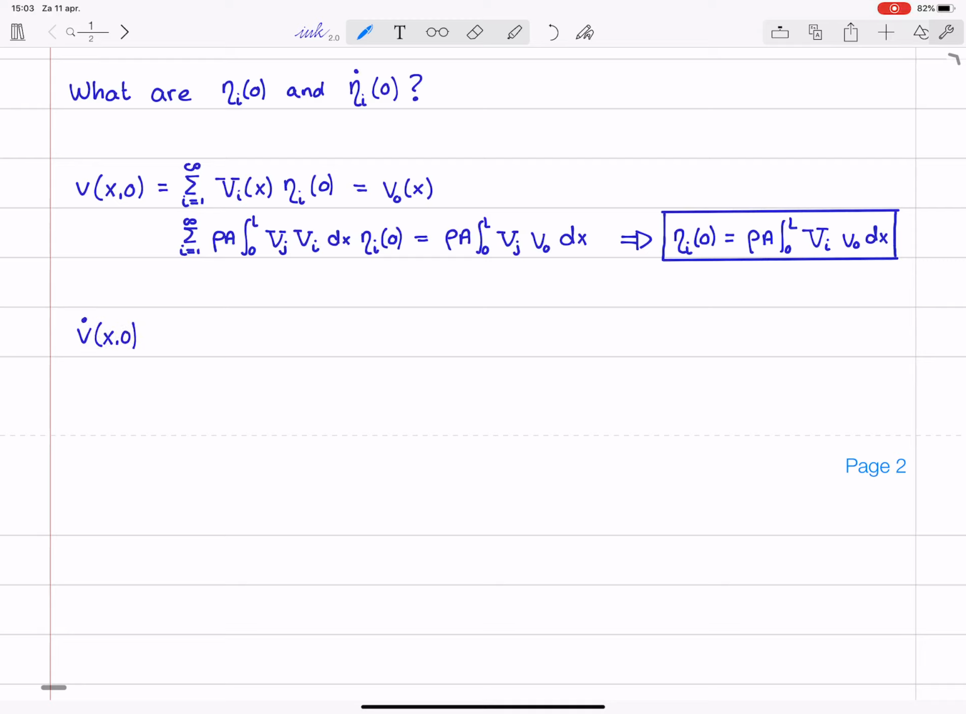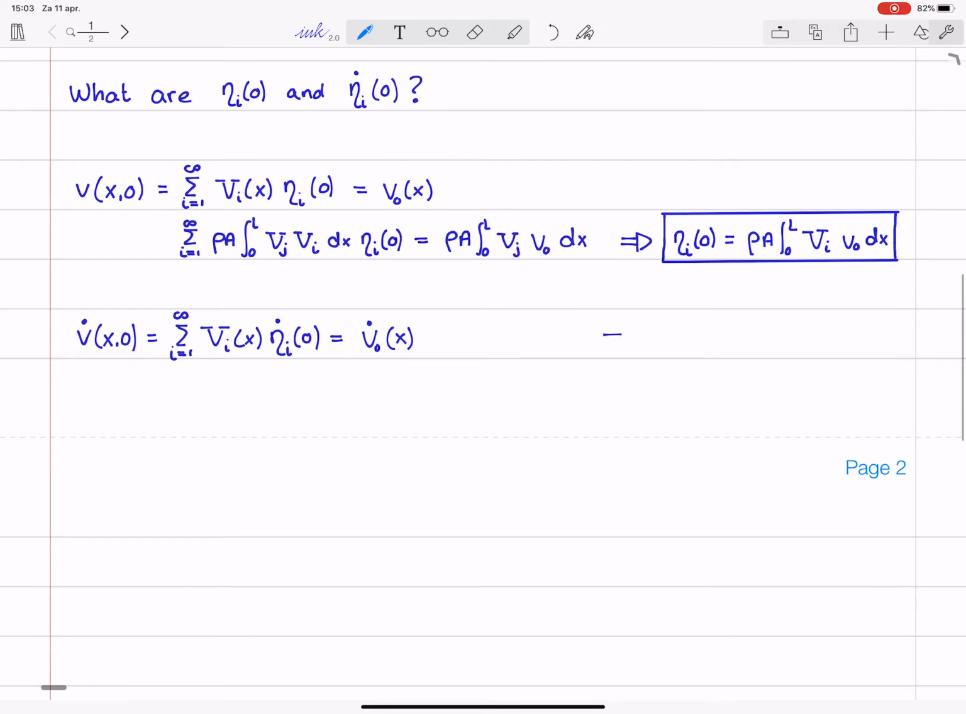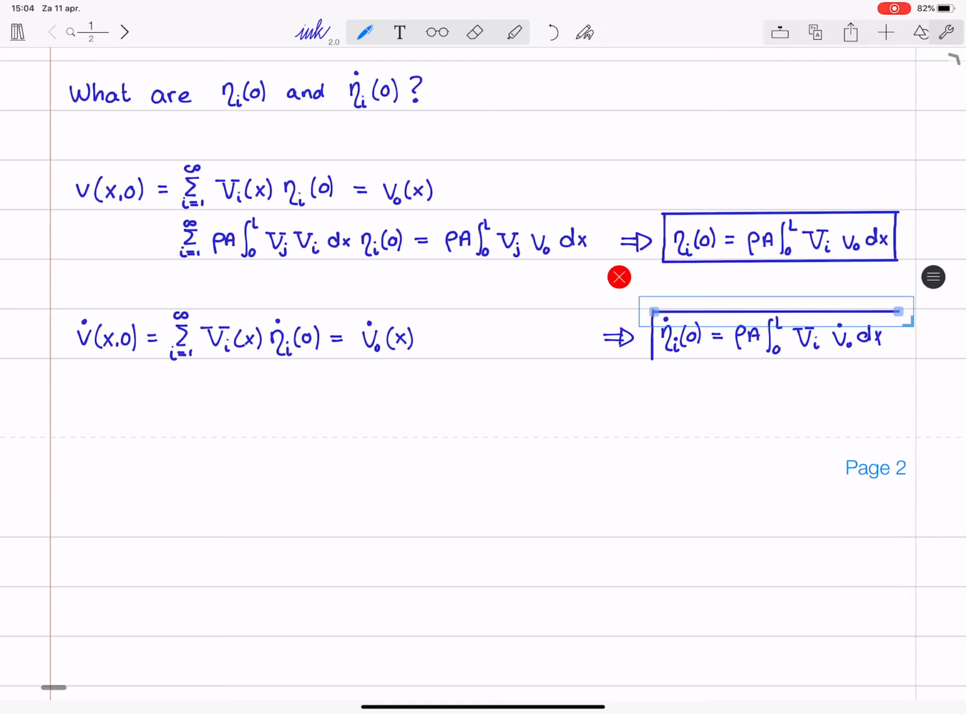Now, in a very, very similar way, we can specify the initial velocity. So that would be the infinite sum of v_i of x times eta_i dot at 0. And this is a known function, a prescribed function, v dot 0 of x. And by carrying out the same procedure, we find that eta_i dot at 0 is rho A times the integral of v_i times v_0 dot dx. So this is the expression for the initial velocity of the modal coordinates.